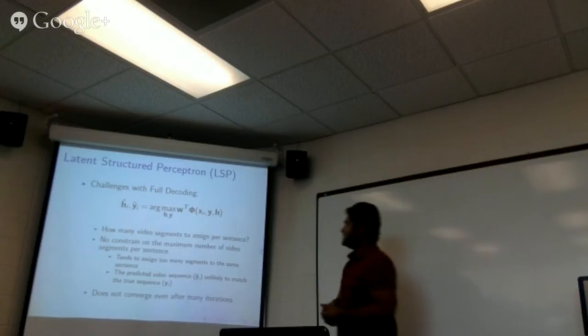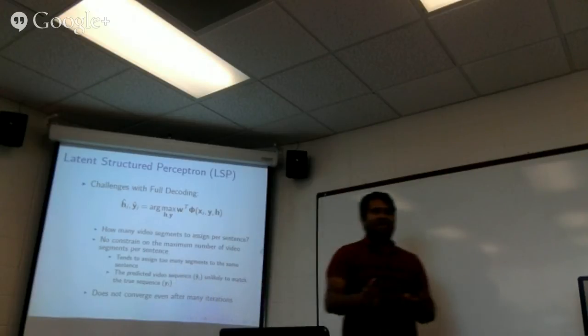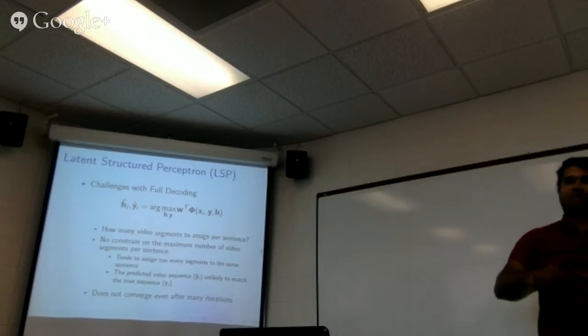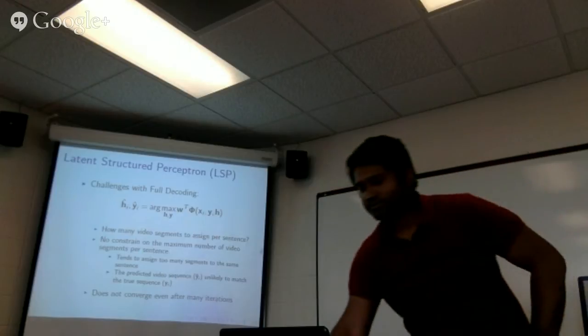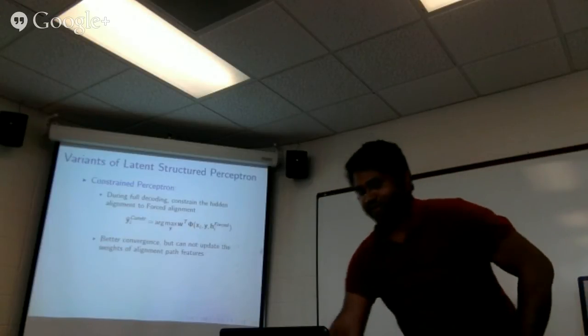So there is no constraint on how many, at most, we can assign to each sentence. What happens is the decoding often assigns too many segments to the same sentence, and the final decoding it learns is not very good. Then it tries to update the weights based on that, so it does not converge. So it was working relatively worse.